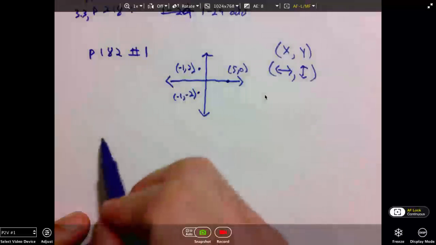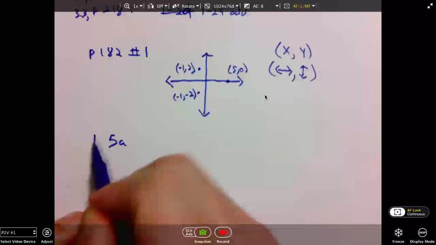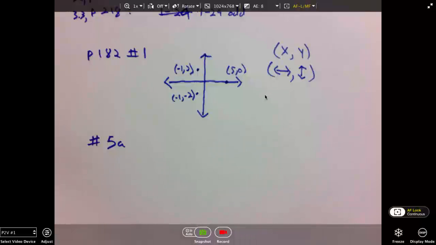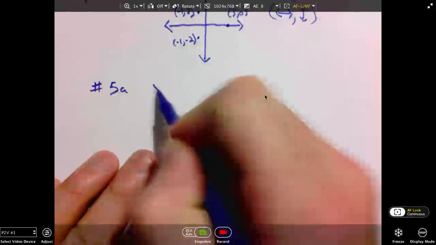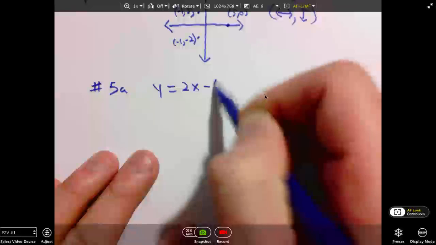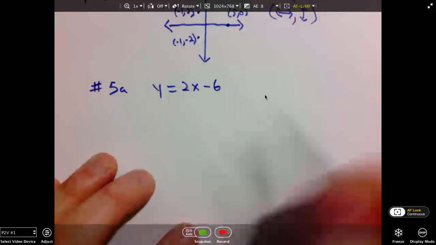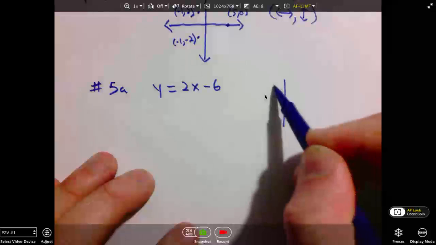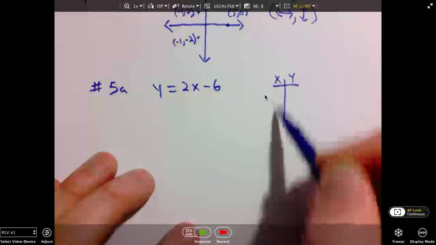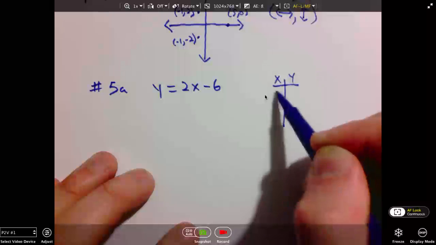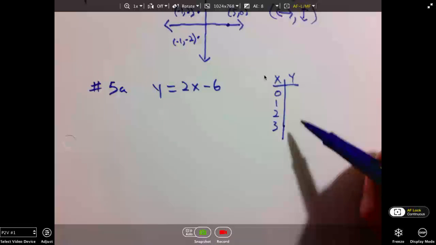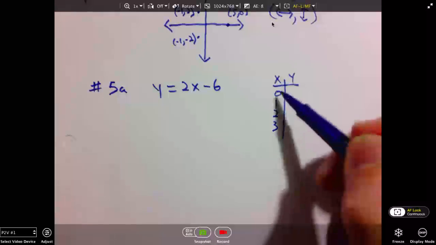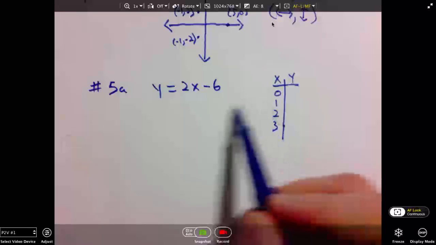Next we will look at 5A. It says, which of the following tables could be produced from the equation y equals 2x minus 6. Each one of the tables has the same independent values, that is, the same x, the same domain: 0, 1, 2, and 3. We want to know the corresponding y values, the dependent values, the range values. So we'll simply substitute these values in.